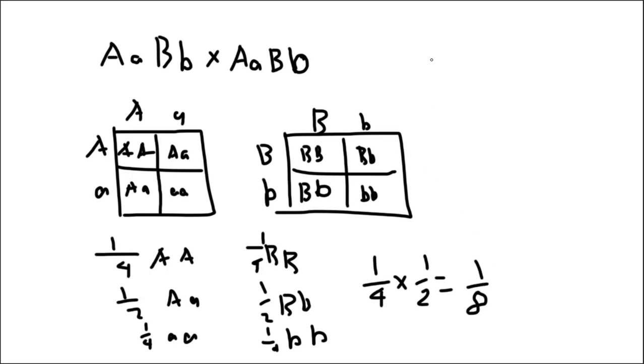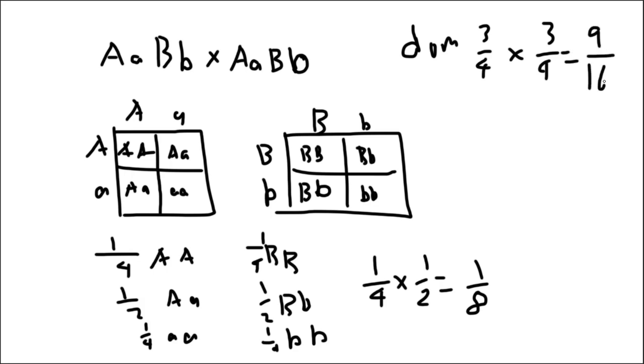If, on the other hand, you're looking for a phenotypic ratio, a dominant phenotypic ratio for both of them, well, we see 1, 2, 3, 3/4 are dominant phenotypic, and 3/4 as well here. So then you would see 3/4 times 3/4, that's going to be a 9/16 chance of having a dominant phenotype in both traits.